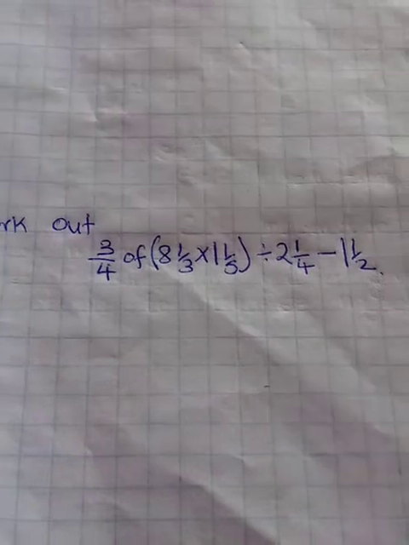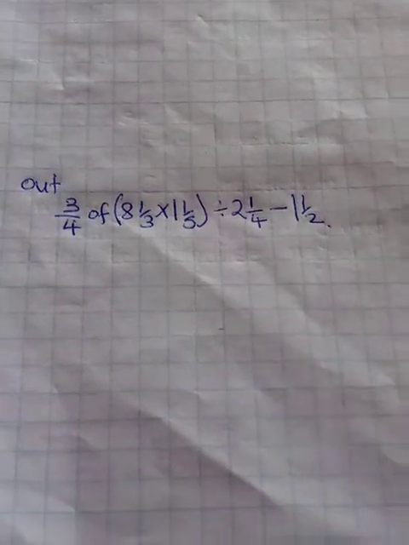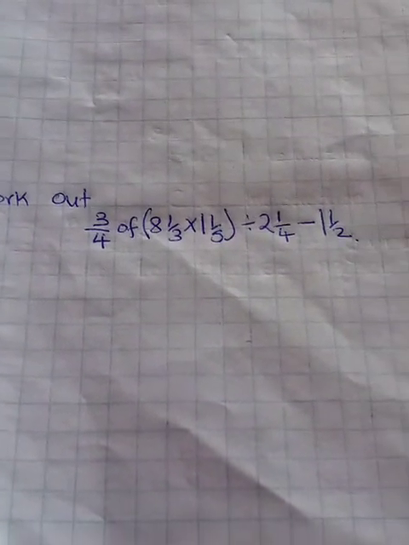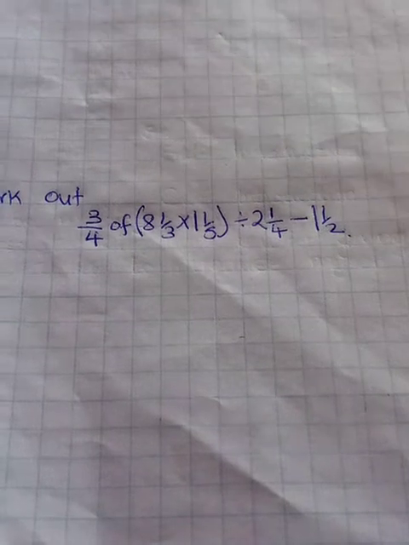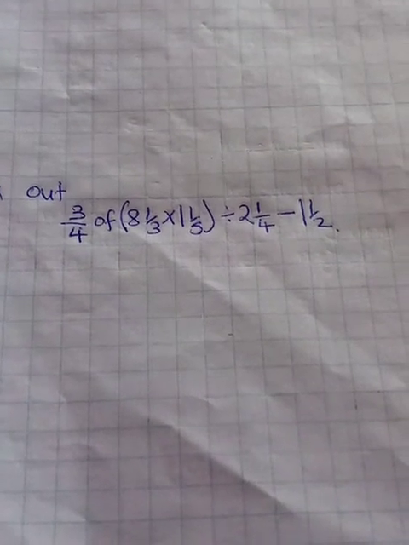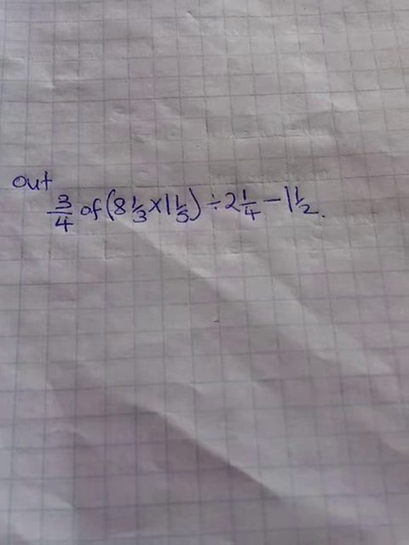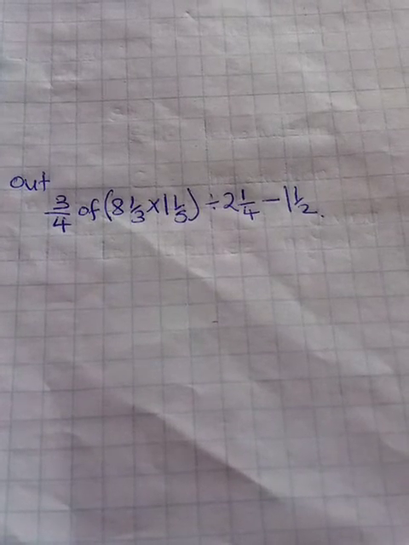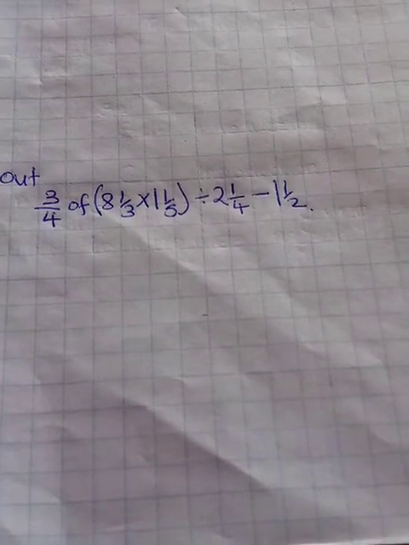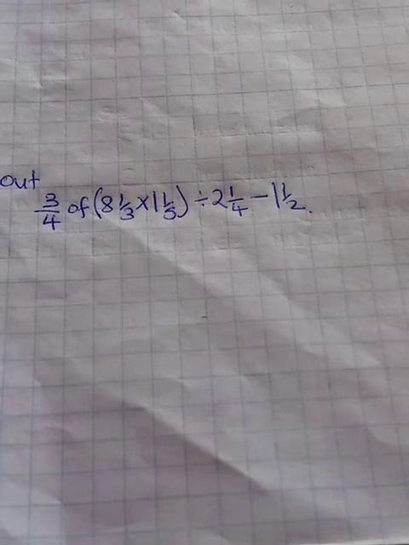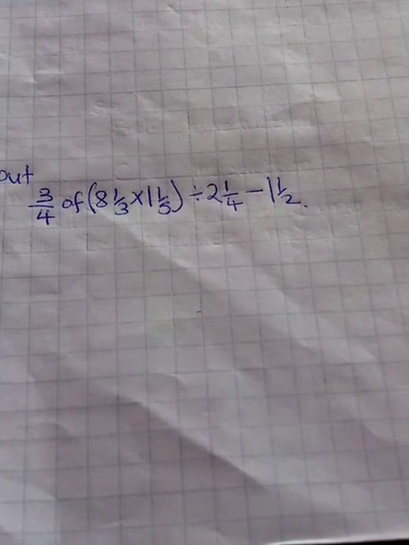There's also another question here which deals with the same. You can also try this one. Work out a third of bracket 8 and a third times 1 and a fifth, close the bracket, divided by 2 and 1 over 4 minus 1 and 1 over 2.